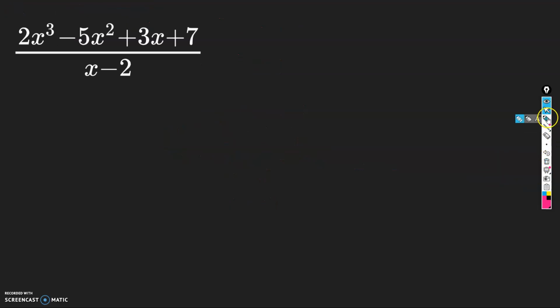So our next example: 2x cubed minus 5x squared plus 3x plus 7, divided by x minus 2. I can use synthetic division because it's a linear factor, and my lead coefficient is 1, so I don't have to do anything to my linear factor. First step, solve x minus 2 equals 0. In other words, we want to get the 0 out of this. So add 2 on both sides, so x is going to equal 2.